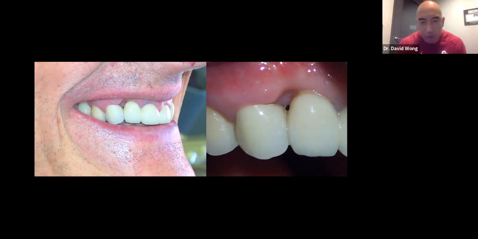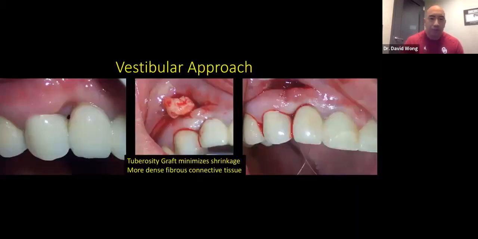The problem is we still lost the facial part of the papilla. There's still a little bit of a black triangle, as you can see, but we lost the facial part of that papilla. So in this situation, you're going to go back to the tuberosity like I showed you earlier. You just harvest a little piece of tuberosity graft.